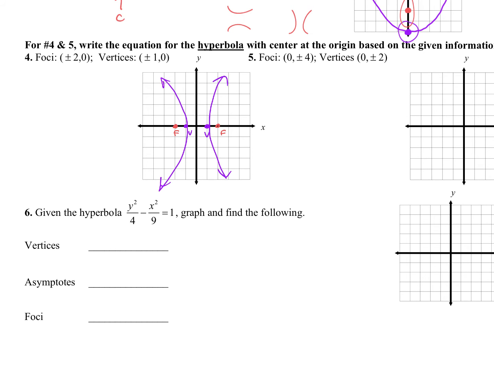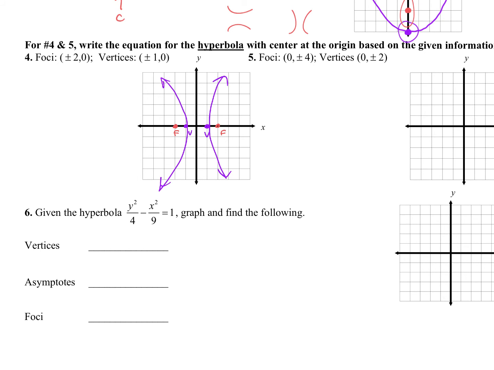Technically, you don't have to graph this one. It doesn't say to graph it. I just put the graphs there so that you could help visualize it if that's helpful to you. But remember, hyperbolas, we're subtracting now. So it matters which one comes first, your x squared or your y squared.